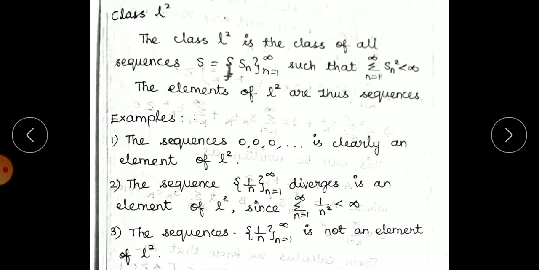Next example: the sequence 0, 0, 0, and so on is clearly an element of L squared. The sequence 1 by n is not an element of L squared, since summation 1 by n diverges. But the sequence 1 by n is not an element of L squared, whereas 1 by n squared is less than infinity.